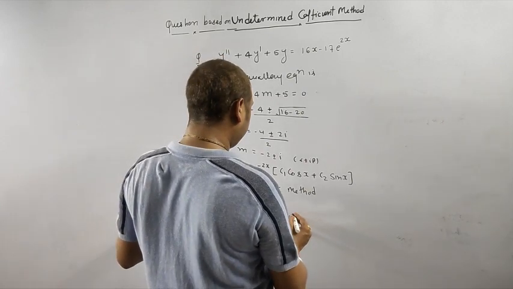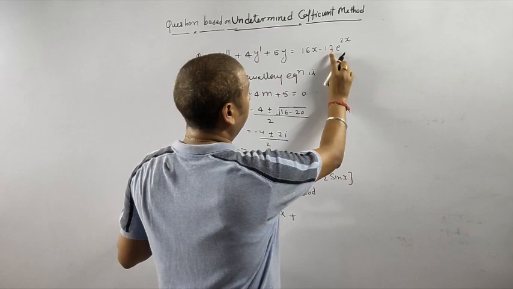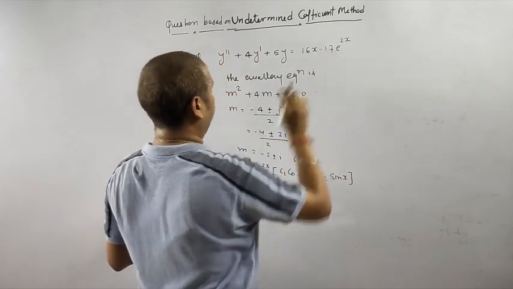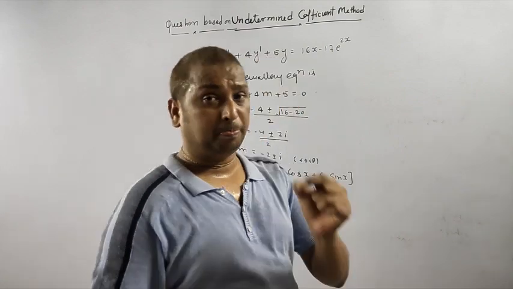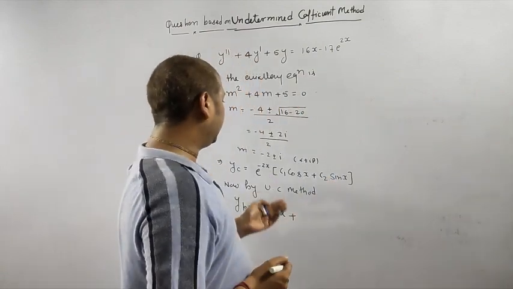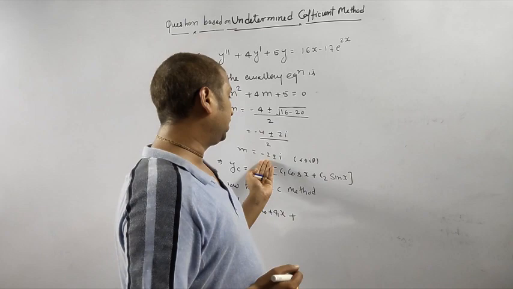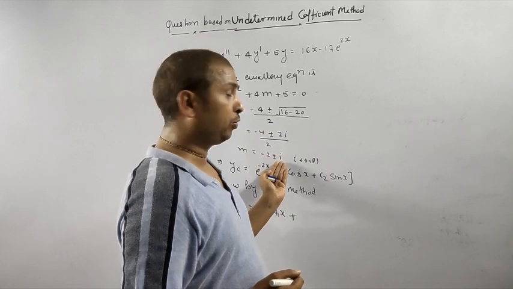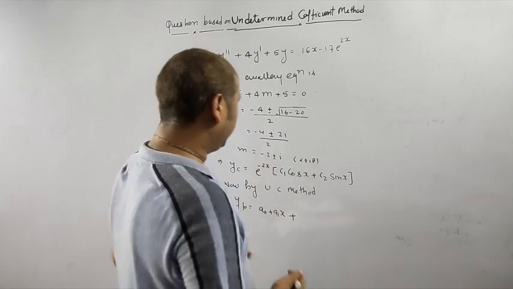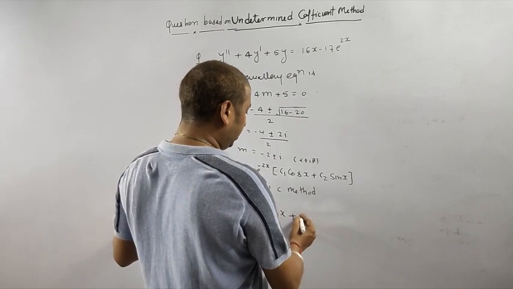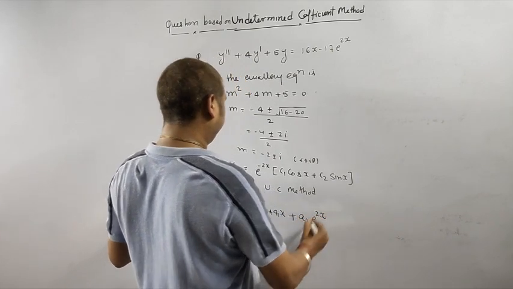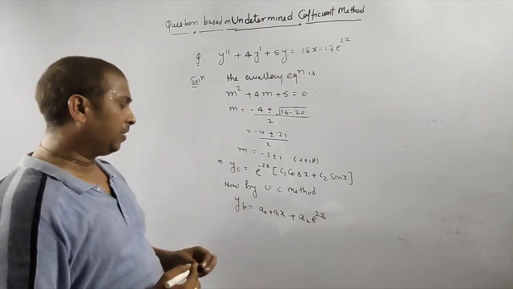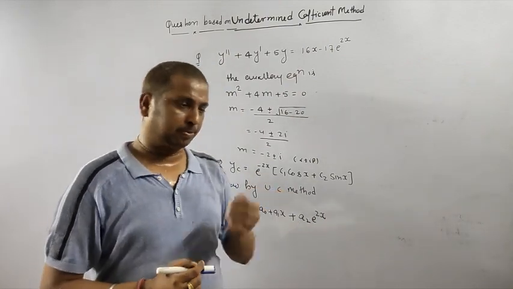Similarly, what is your second part? Minus 17 e to the power 2x. This is e to the power px type. What do we have to check? Whether p is a root or not. Here p means 2. Is 2 a root? No, the root is minus 2 plus minus iota. So 2 is not a root. So in general we write a2 e to the power 2x. This is your yp.